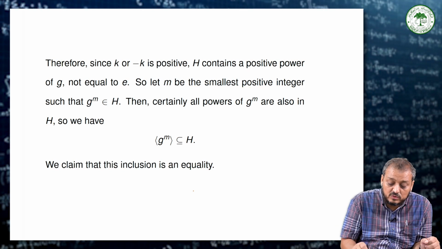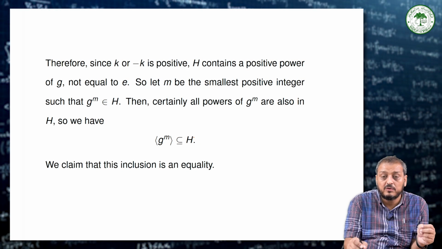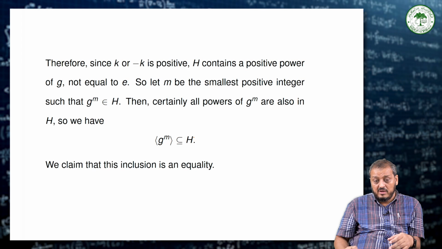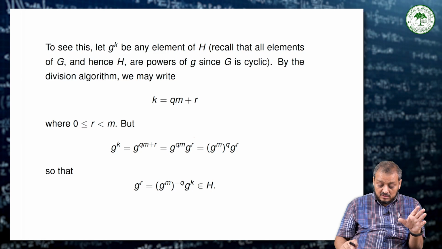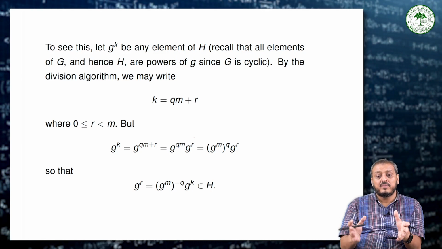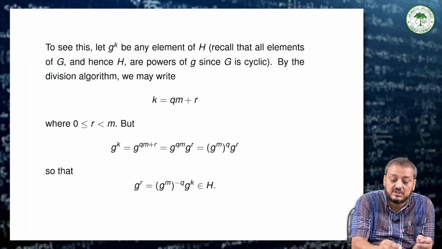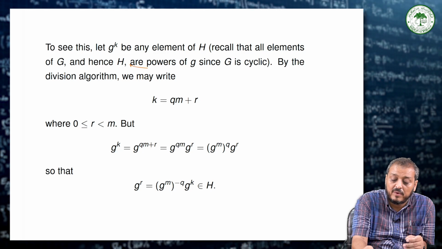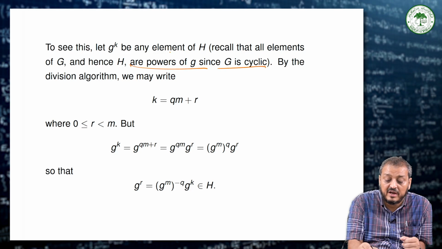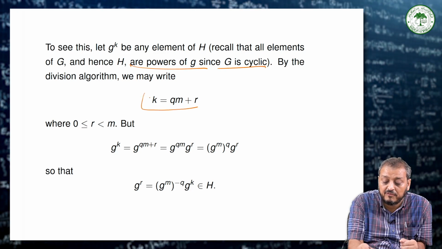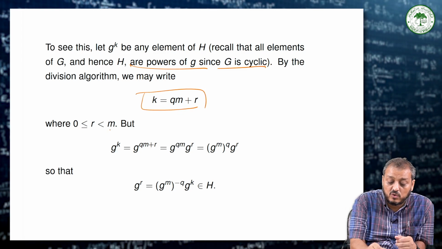So we claim that the inclusion is an equality. We have to show that in place of inclusion, equality holds. To see this, let g to the power k be any element of H, recalling that all the elements of G, and hence of H, are powers of g, since G is cyclic. So by the division algorithm, k can be written in the form qm plus r, where r lies between 0 and m.